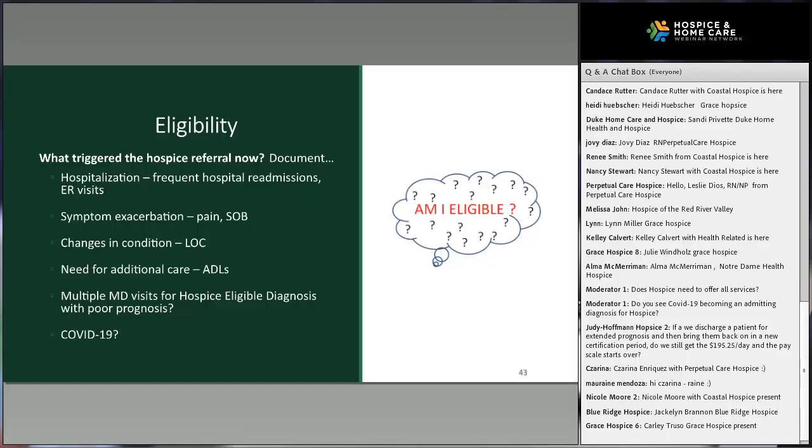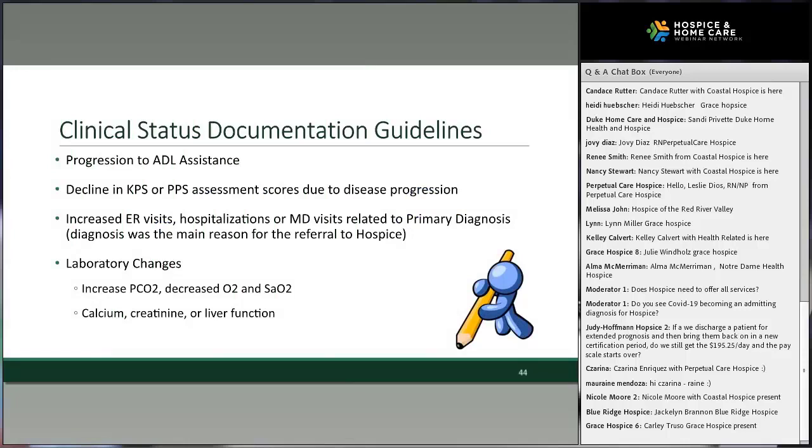Is additional care needed, especially as it relates to ADLs? Multiple doctor visits, poor prognosis, and I put COVID-19 in there with a question mark because I truly believe that we don't have the diagnosis of COVID-19, but I believe that we are going to see some additional long-term effects of the disease state, depending on different groups, different ages, that might actually be a palliative care moving into hospice type situation. That's just my prediction for the day.